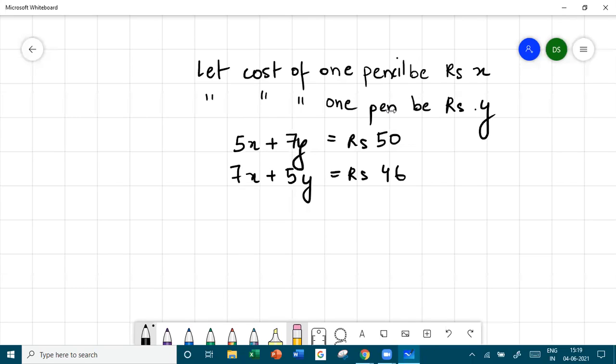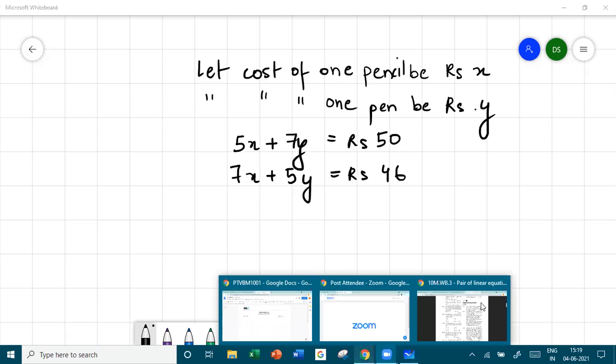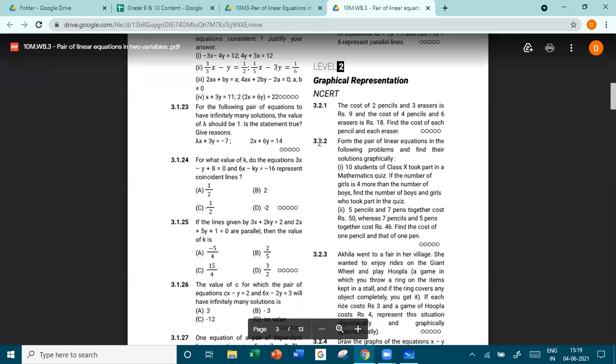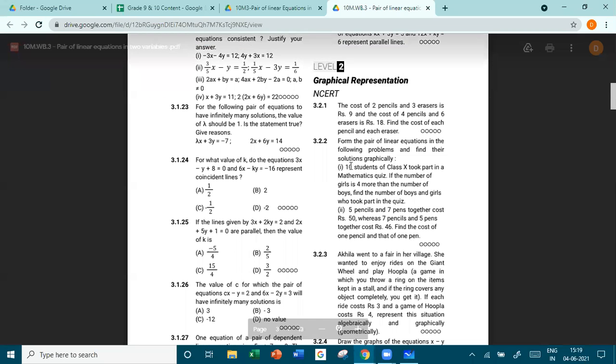Oh, no problem, Vasudha. So we are discussing questions from level 2. We just started, right? Few minutes back. So the first question we are discussing is 3.2.2. We finished the first part. We are on the second part of that question.